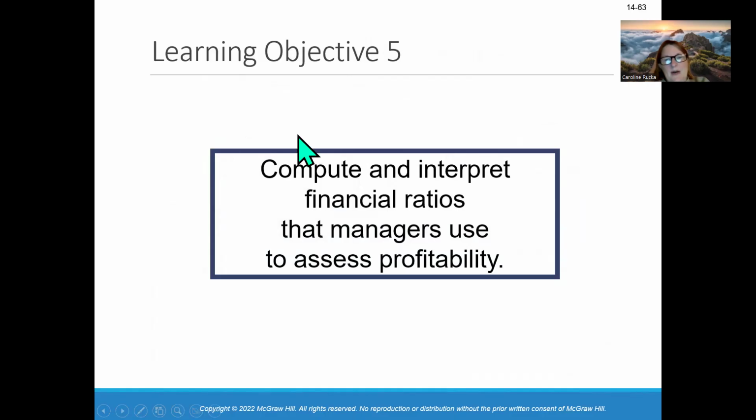All right. Now, and again, I know this is a lot. I know these are a lot of formulas. It's really just to introduce you to this catalog of tools that you have as managers to describe, and as investors, to describe a company's health.